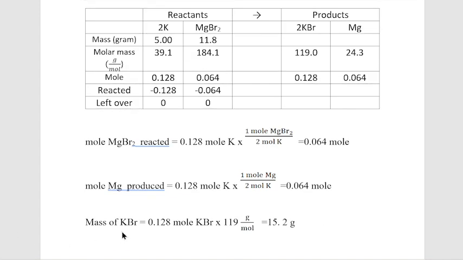So the mass of KBr that could be produced quantitatively is 0.128 moles of KBr times the molar mass, which is equal to 15.2 grams. And we'll put this in the box, 15.2 grams. To find the mass of magnesium that is produced quantitatively, we take 0.064 moles times the molar mass of 24.3. That number is 1.56 grams.